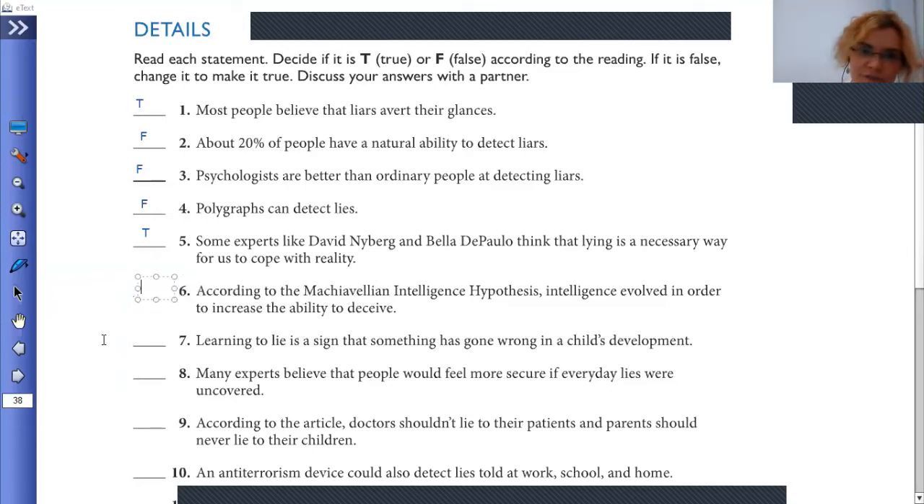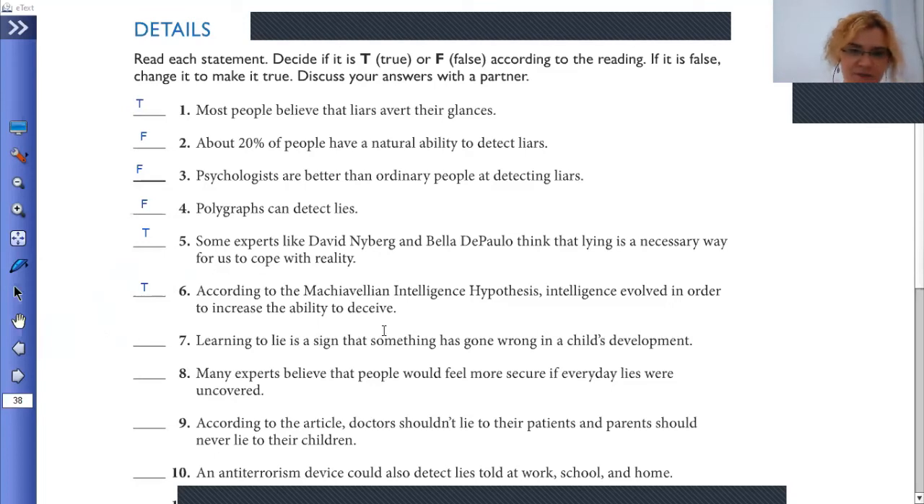Okay, what about number 6? According to the Machiavellian intelligence hypothesis, intelligence evolved in order to increase the ability to deceive? False. It's actually also true. Okay. Yeah, you really have to go through the text correctly in order to know this.